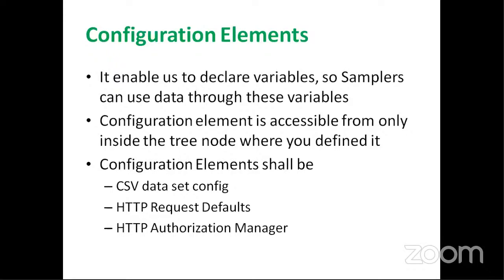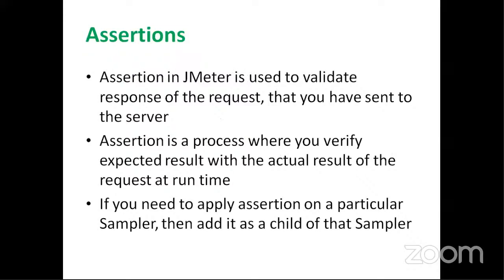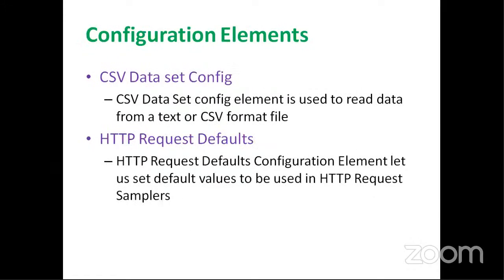Authorization manager is nothing but if you want to authorize your particular website, then you can use HTTP authorization manager. So HTTP request defaults is nothing but say for example you have a website, and in my case I have the website of C2TA, change to test automation website, and in my test script I'll be using that application too many times, like 100 times. Instead of giving that request 100 times, I can just put that request in HTTP request defaults, and I can call that particular request every time, instead of putting it in every sampler. I can just call the particular request.